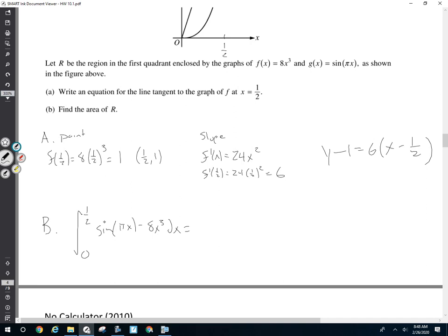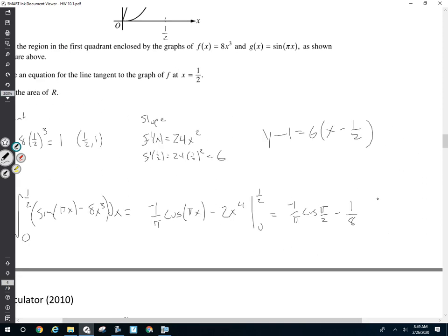So let's go ahead and take the antiderivative. We'll have negative 1 over pi cosine pi x minus, this is going to be x to the 4th times 2, plus c. You don't need it because you are subtracting. I plug in a half, I get negative 1 over pi cosine pi over 2. That's gone. Minus 1/2 to the 4th. 2, 4, 8, 16 is 1/16, which is 1/8.